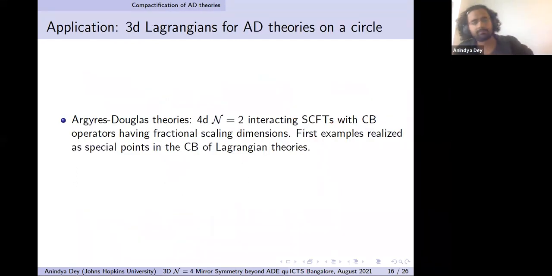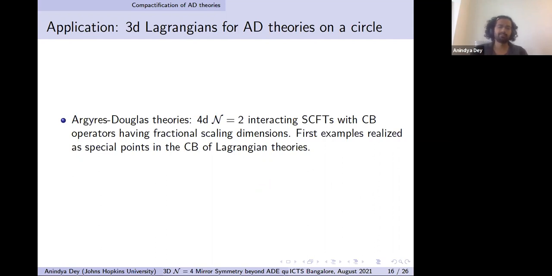So the particular system that we are going to use are the 3D Lagrangians for Argyres-Douglas theories compactified on a circle. Before I actually talk about the 3D Lagrangians, let me give you certain basic details about Argyres-Douglas theories. These are 4D N=2.